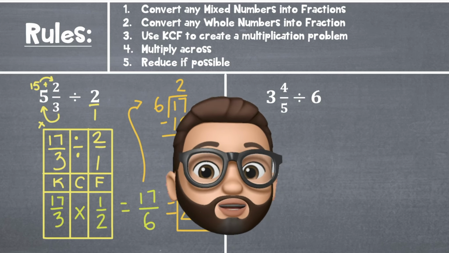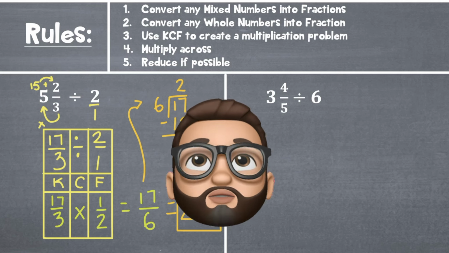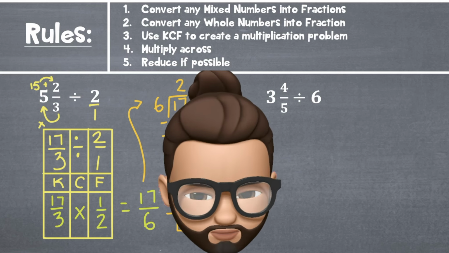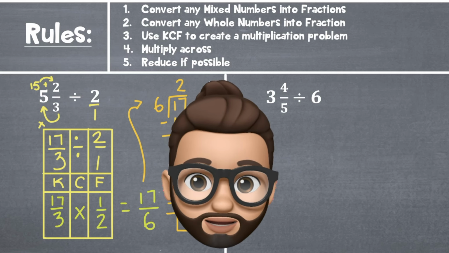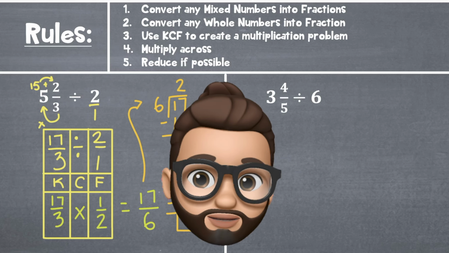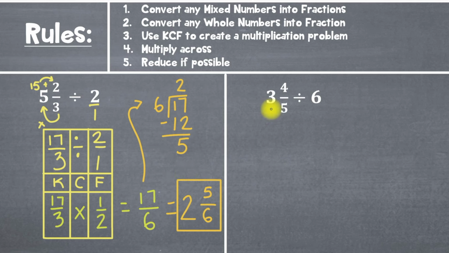So the process is a little bit long, but I don't think it's that bad once you get used to the rules up above. Once you have those down packed, you'll be just fine. Why don't you pause the video and try the next problem on your own? Then unpause the video to see if you're correct. Good luck! So in this example, we've got 3 and 4 over 5 divided by 6.